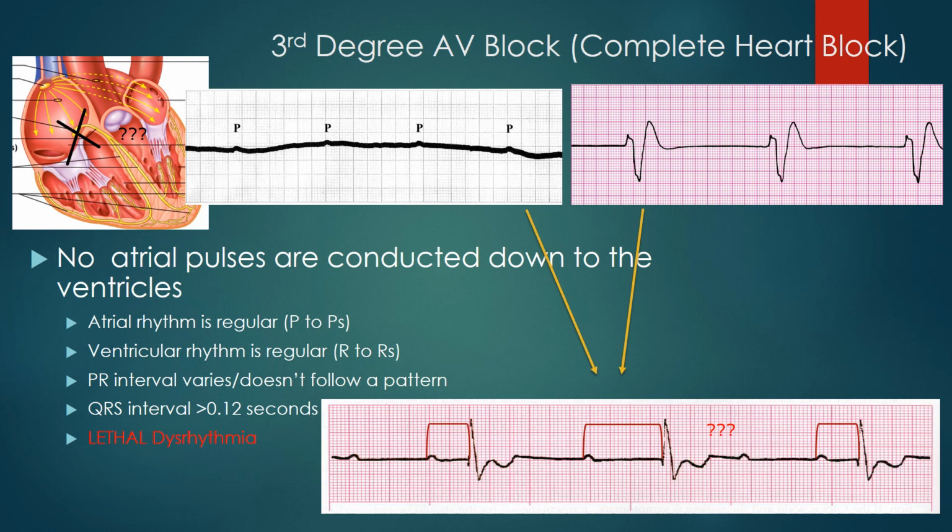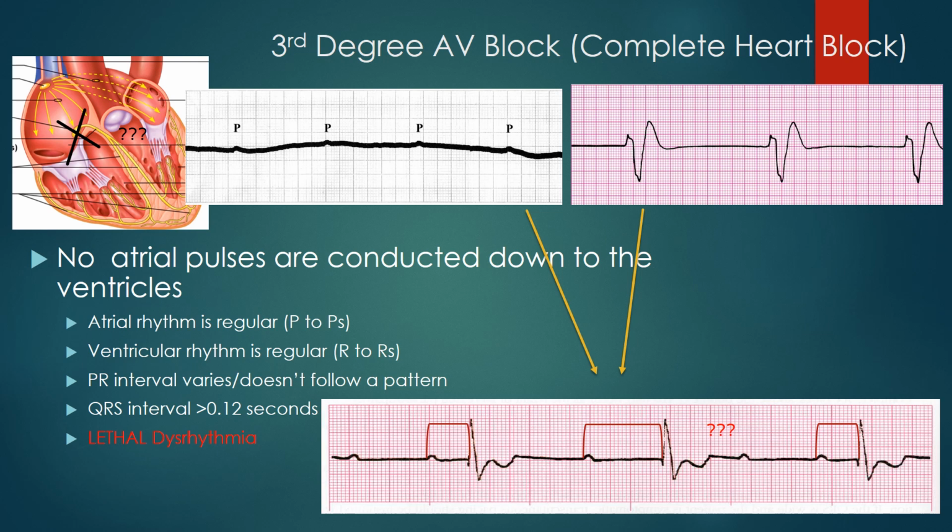So the P waves will actually be quite regular because they're coming from the SA node, and the QRSs will actually be quite regular because they're coming from the same pacemaker too. They just aren't communicating to each other. So you've essentially stacked two independent rhythms on top of each other sharing the same line.